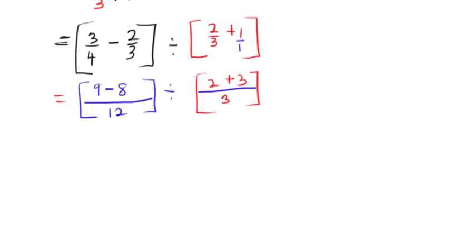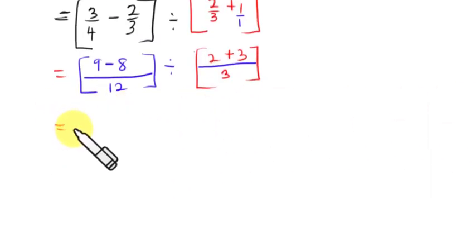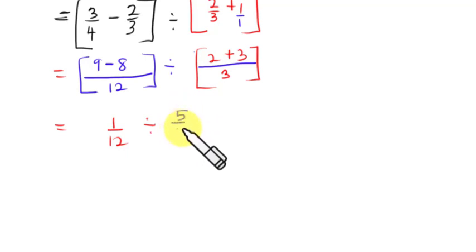So I'm treating the numerator and the denominator at the same time. Now 9 minus 8 is 1 out of 12. Now that is just one term, so there is no need to bring brackets anymore. So you see that I've been able to simplify the top, or the numerator expression. Now I can write division, and 2 plus 3 is 5, so 5 out of 3.